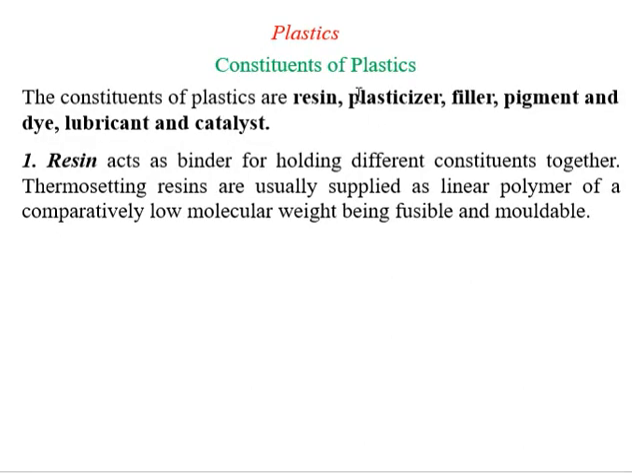Next, some of the constituents of the plastic. If we are manufacturing the plastic, then obviously we will need certain constituents in order to manufacture it, which include resin, plasticizer, filler, pigment, dye, lubricant and catalyst. So let's see each of them one by one. At first we require resin. So what is resin? This is actually a binder for holding the different constituents together.